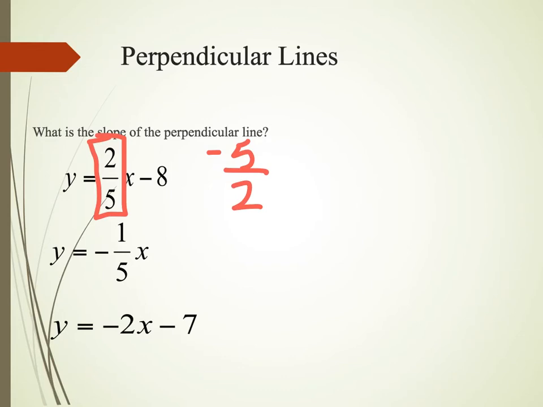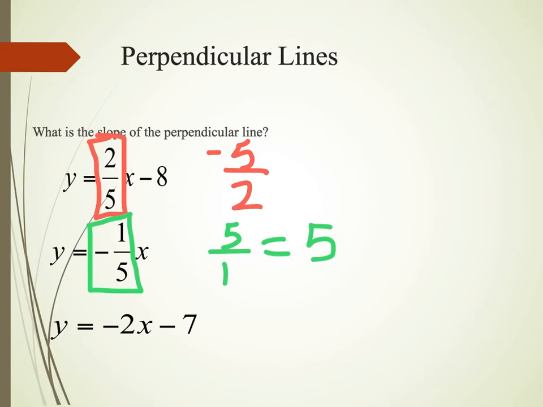Looking at the next example, my slope is negative 1/5. So first, flip it upside down. So that becomes 5 over 1. And then change the sign. So it's just going from negative to positive. So 5 over 1 is just basically 5.